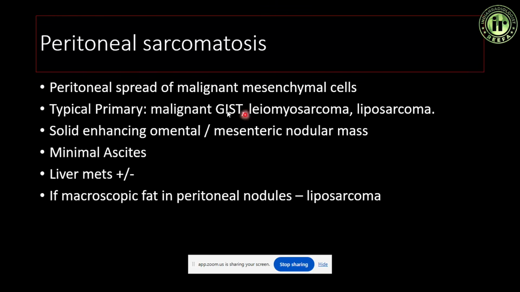Peritoneal sarcomatosis. This is a spread of malignant mesenchymal cells, not epithelial cells, which you would see in carcinomatosis. And the primary can be either a malignant GIST or a leiomyosarcoma or a liposarcoma. Here you would see more solid enhancing omental and mesenteric nodular masses and minimal ascites. You may see liver mets in a malignant GIST involvement. And if you see macroscopic fat in the peritoneal nodules, think of a liposarcoma involvement.